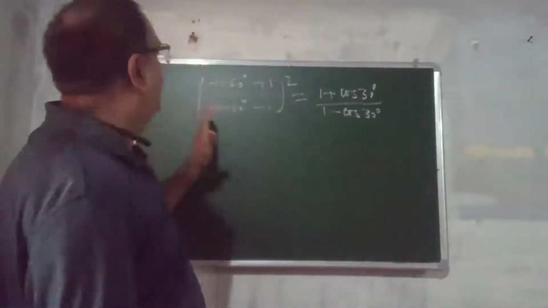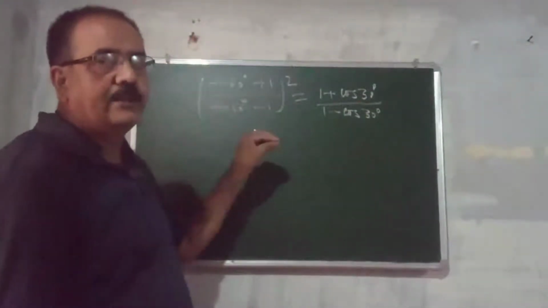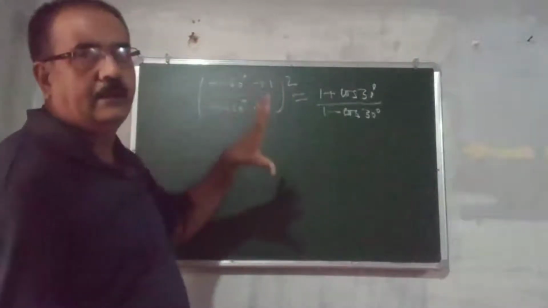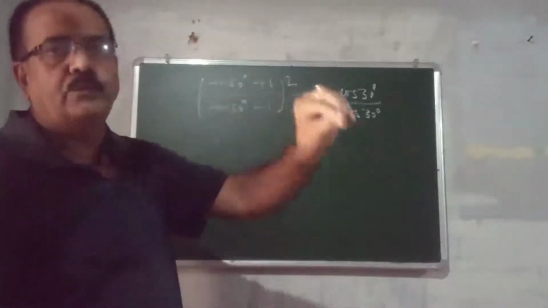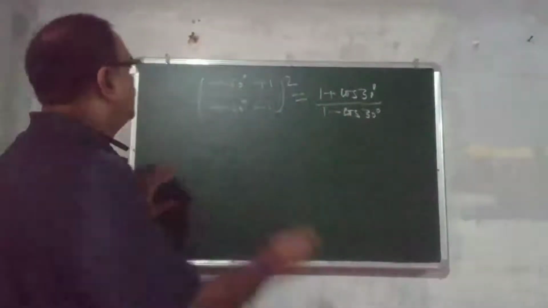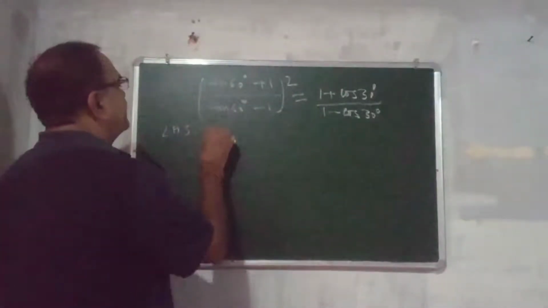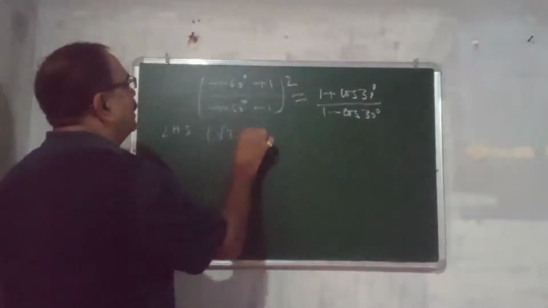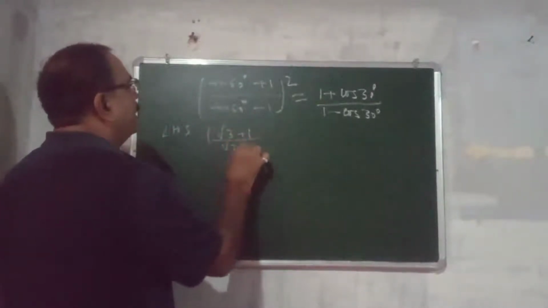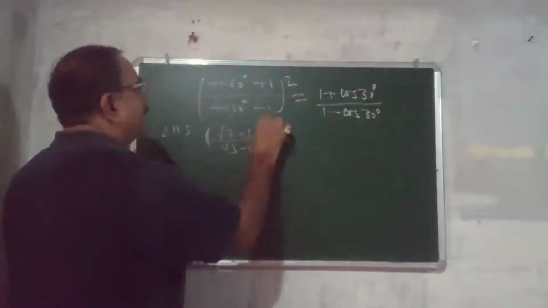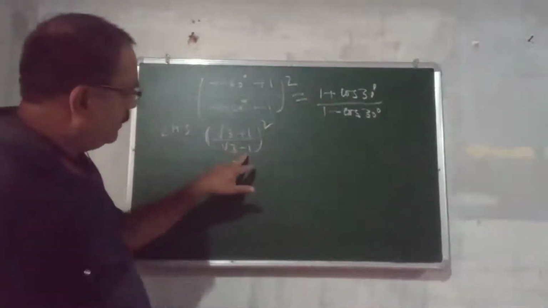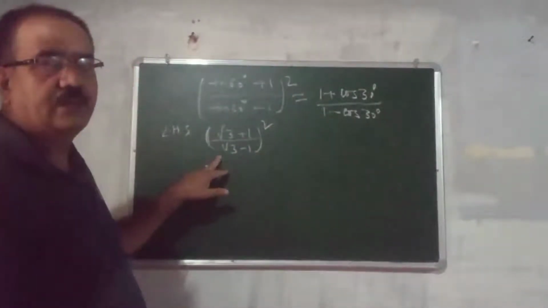So first of all, I am taking the LHS. After putting in the values, I am going to simplify, and we'll see what value comes after simplification. So LHS: tan 60 is root 3, so (root 3 plus 1) by (root 3 minus 1), and their square. Now see here, the denominator is an irrational number.